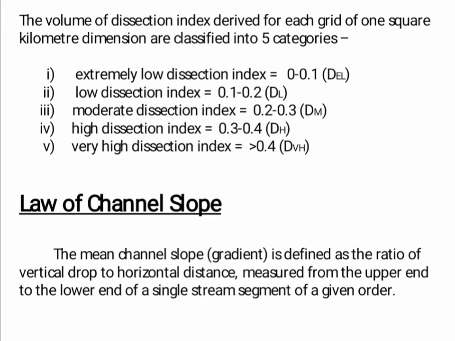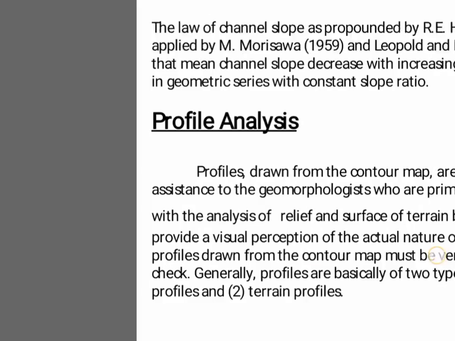Next is the law of channel slope. The mean channel slope or gradient is defined as the ratio of vertical drop to horizontal distance measured from the upper end to the lower end of a single stream segment of a given order.